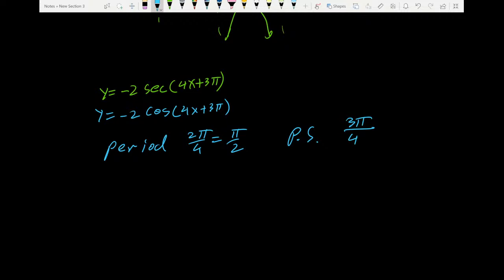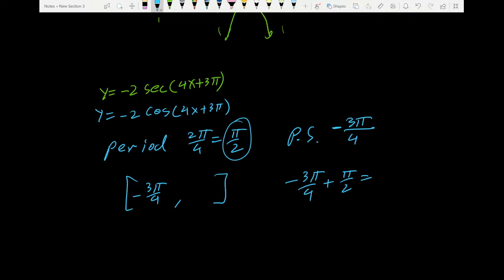But this 3 pi is going to be what? Negative. Don't forget that. So it's going to start at negative 3 pi over 4, and it's going to end at something, but we know the period is pi over 2. So you add the period to it, and to make my life a little bit easier, let's do it this way: 4, 2. So it will end at negative pi over 4.